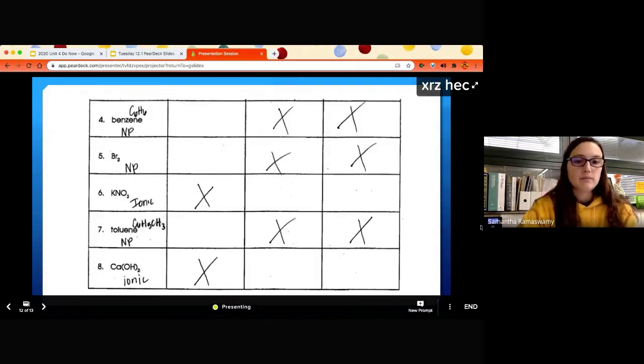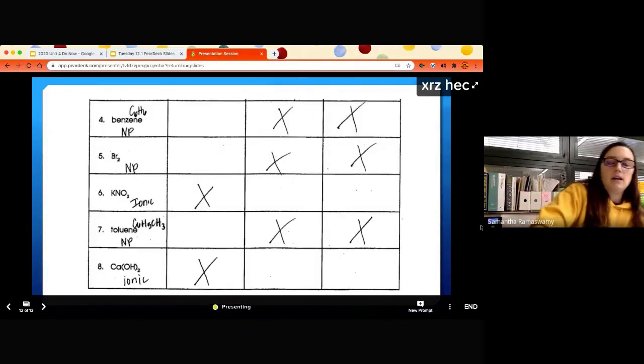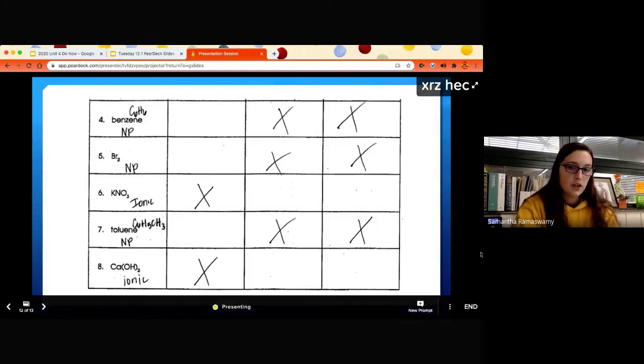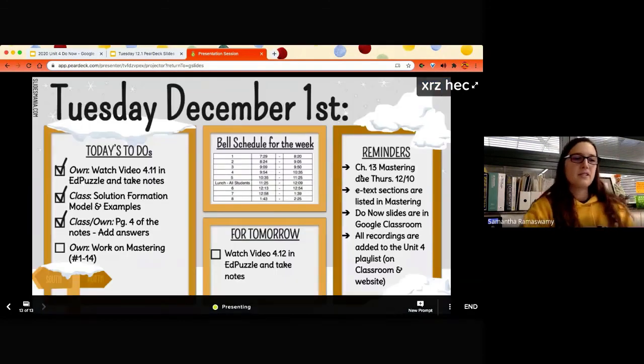And then benzene and Br2 are both nonpolar. Same with toluene. So notice how 4, 5, and 7 are all similar, and then 6 and 8 are similar because they're both ionic. All right, so that was just one way. Hopefully this was a little better than you trying to just do it on your own at home. I know it's not the same as being in class, but I wanted to give something just to make it a little bit different.